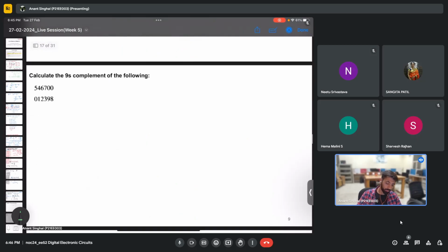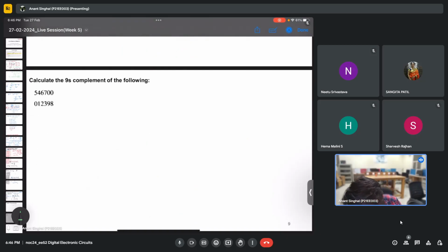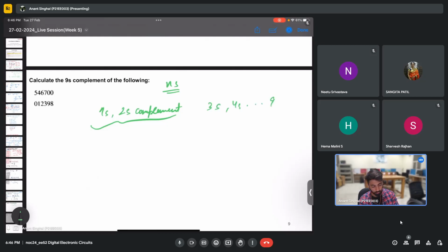So now there are some problems on n's complement. That is, they can ask any complement. You might have heard of only ones and twos complement. These are the most basic complements for binary numbers, and there are also threes complement, fours complement, and so on, nines complement. So there is a proper method of doing the n's complement. For any number, first of all, like here we need to calculate the nines complement.